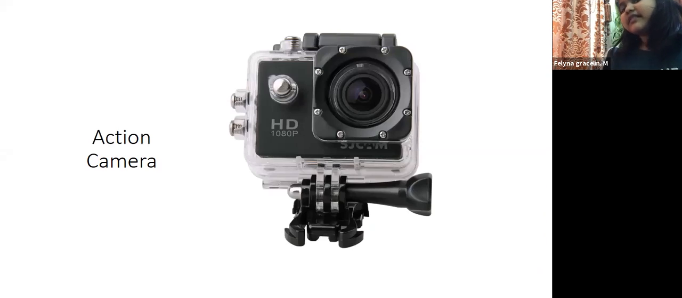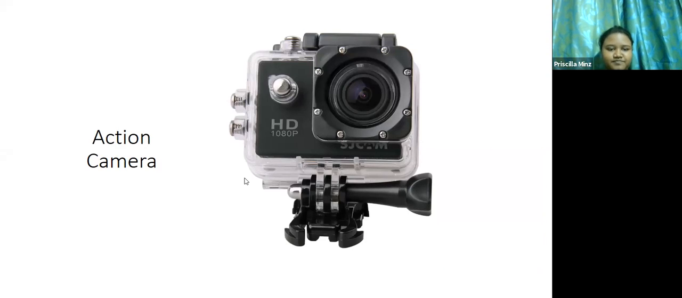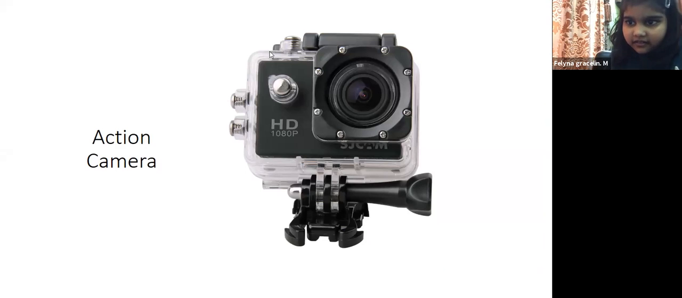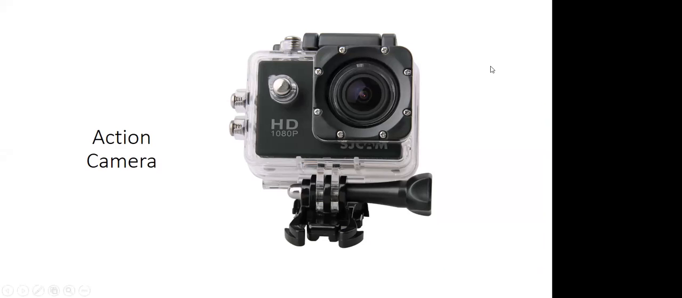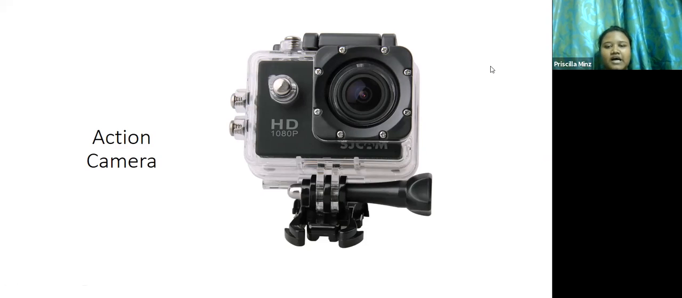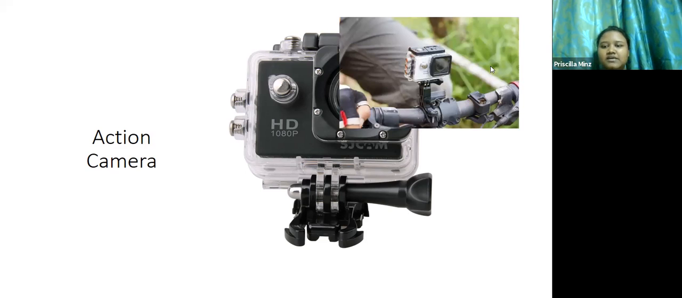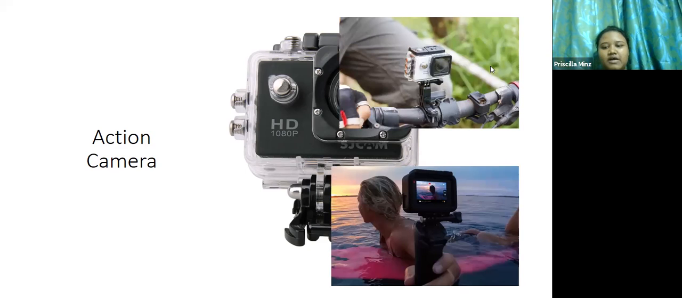All right, the next one. Action camera. What does the action camera allow you to do? When you want to take pictures or videos that are in motion, the action camera allows you to do it. For example, when you go on a bike, or when you're in the water, action cameras allow you to take pictures because you have a waterproof cover that you can put on and you can take pictures in the water as well. So that's the action camera.